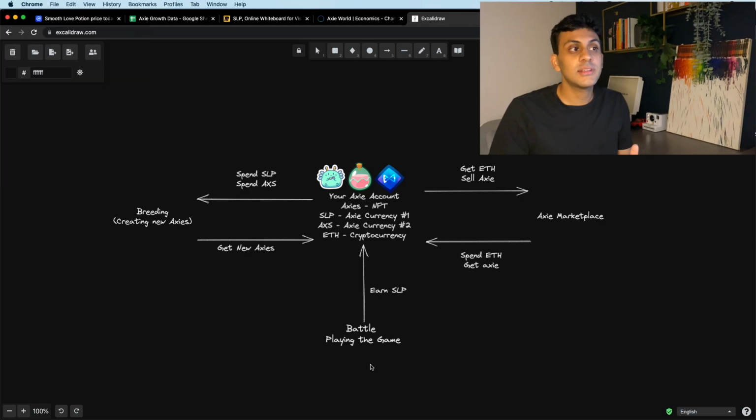So at a very high level, this is the Axie Infinity ecosystem and how the economy works. There are very limited use cases of SLP within the game. You can only earn or create SLP when you play the game in player versus player modes, and you can only spend SLP or destroy SLP when you want to create new Axies by breeding.